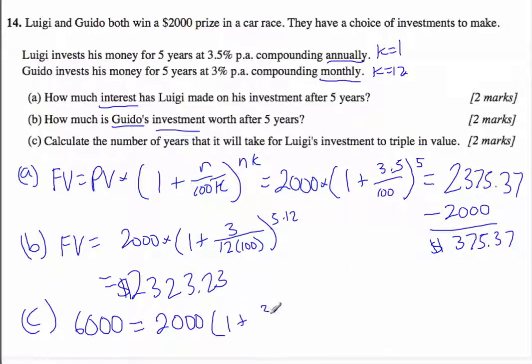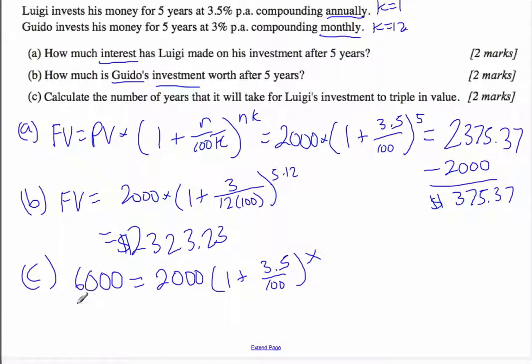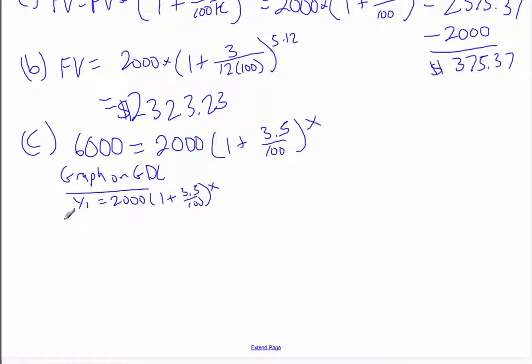He's got a 3.5% interest rate, and the number of years is going to be x. So what we do is graph on the GDC. We graph Y1: 2,000 times 1 plus 3.5 over 100 to the power of X. And in Y2, we're going to graph 6,000 and find the point of intersection. All right, let's get ready for that.